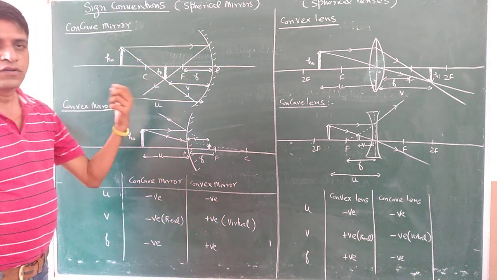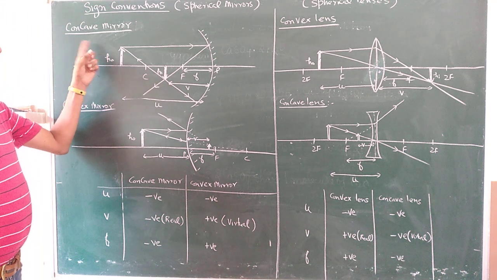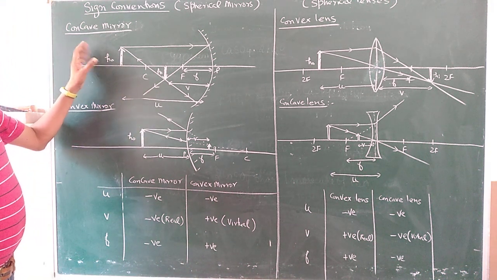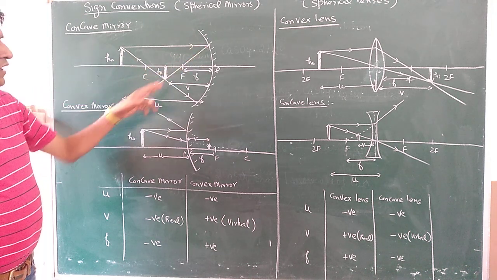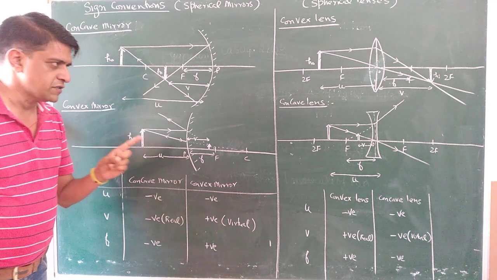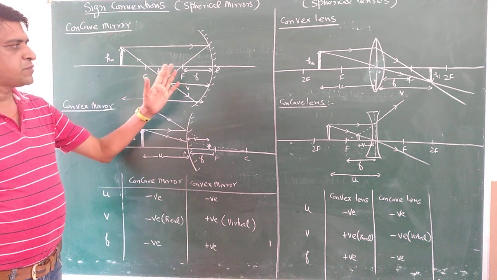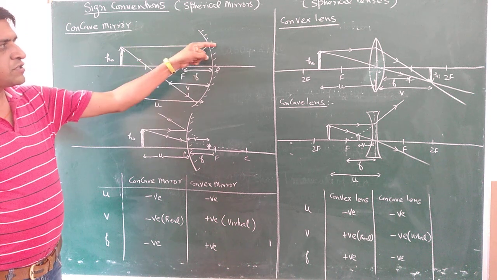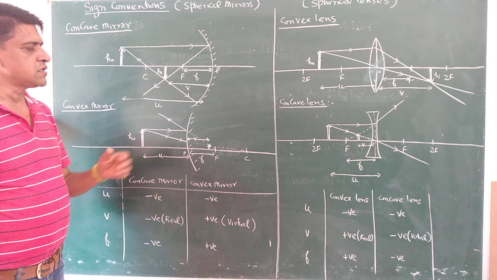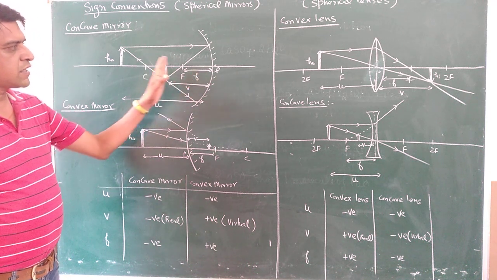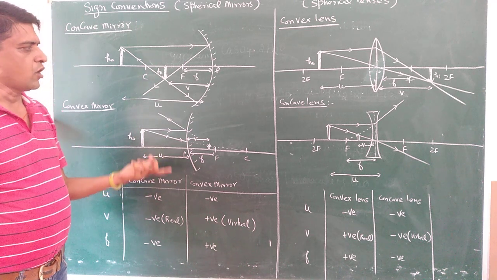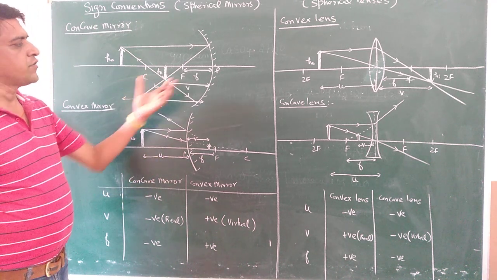Now, first of all, we will start with concave mirror. In concave mirror, light rays are moving like this, and according to sign convention, the first rule is all the distances measured in the direction of incident ray are taken positive, and the distances measured against the direction of incident ray are taken negative. Now consider different lengths.